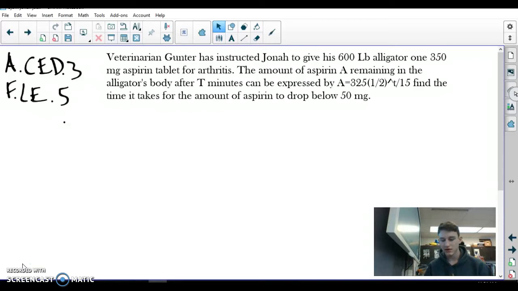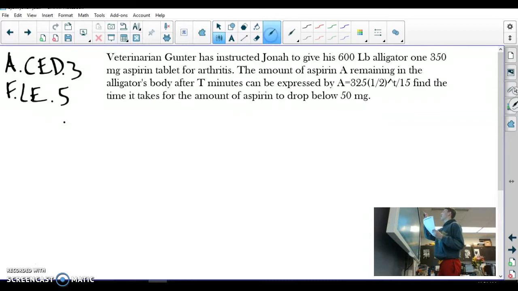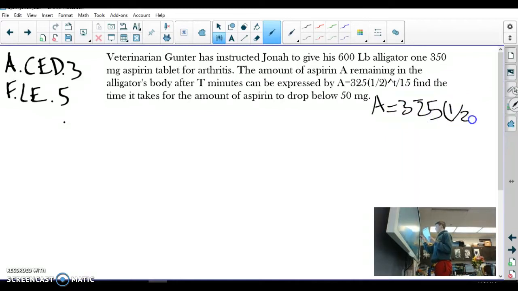All right, so let's write the equation out. Over here we have A equals 325 times 1 half to the power of T divided by 15.